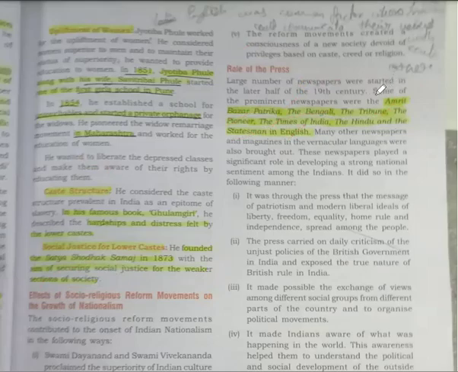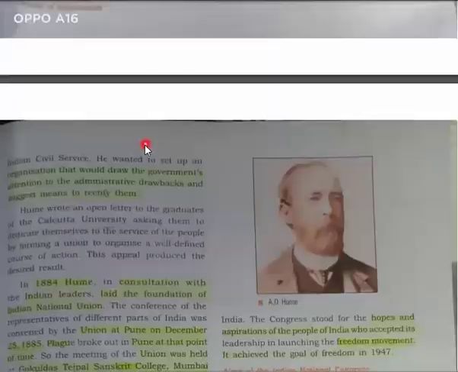Then we have the National Congress, the precursors of the Indian National Congress. So the first thing we have to remember is just the founder and some of the institutions, which is on the next page, page number 31.